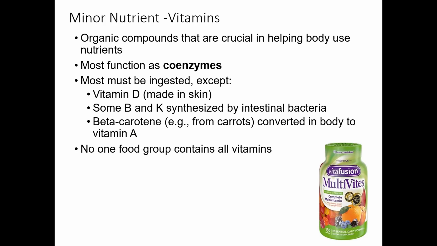We also get vitamin A. We can get all of these vitamins artificially in a multivitamin, like you see in the picture here. But we also, like I said, make these vitamins. Beta-carotene is a pigment that makes certain foods orange, like orange juice and carrots.